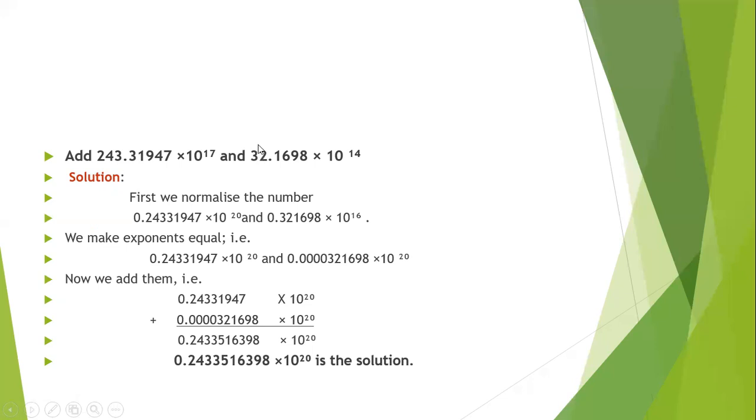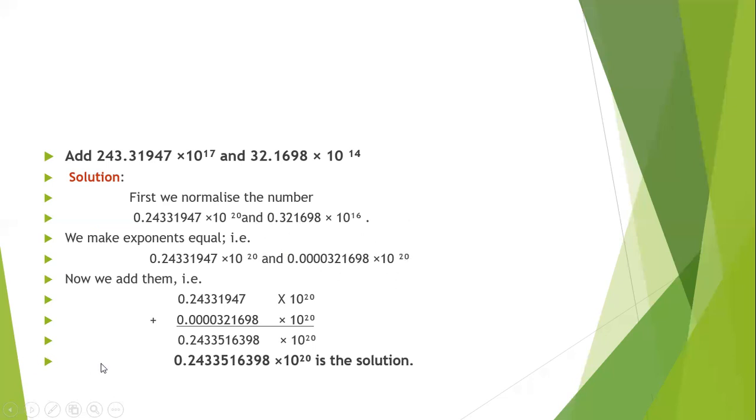And for 32, the two digits are transferred to the right of the decimal point, so the number is 0.321698, and we add 2 to the exponent, giving 10 raised to 16. Next, we make the exponents equal. The exponent 16 will be converted into 20 by adding 4 zeros before the 3, that is 0.0000321698 into 10 raised to 20.